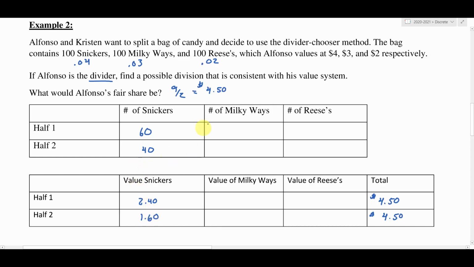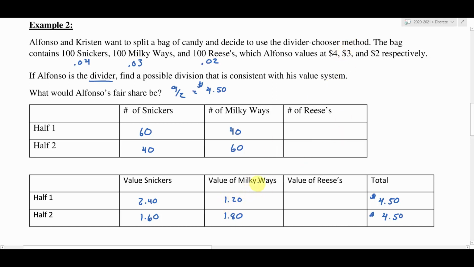Okay, and let's say he's not a big fan of Milky Ways, so instead of doing a 60-40, let's say we do a 40-60 split here of the Milky Ways, and then we can calculate the value of the Milky Ways. So we can say 40 times 0.03 gives us $1.20, which means we have $1.80 for half two. So these have to add up to 3 because the total value of the Milky Ways is 3.